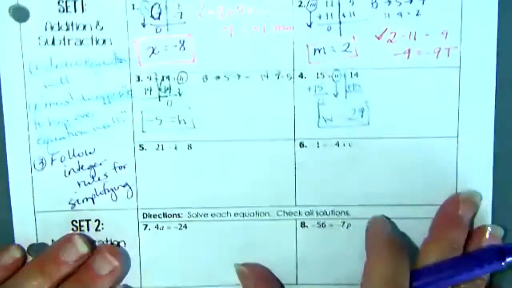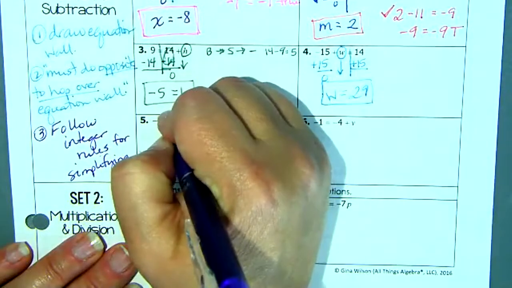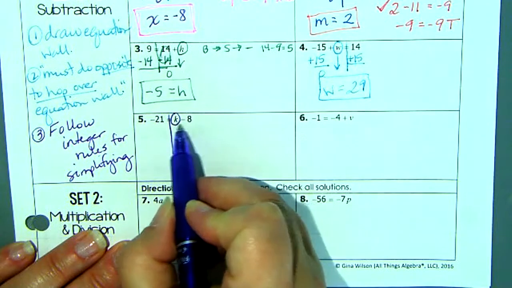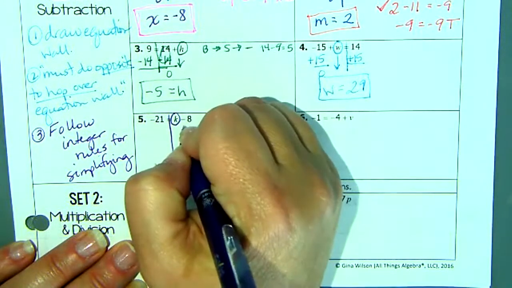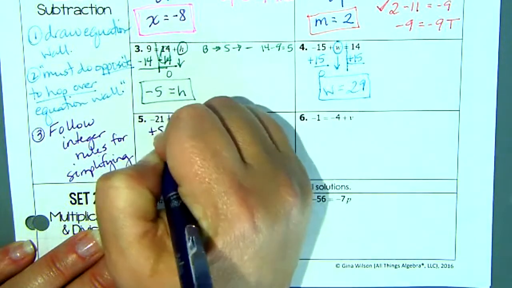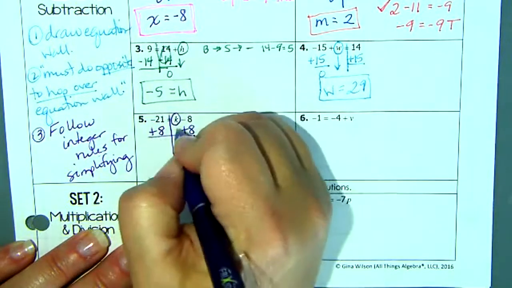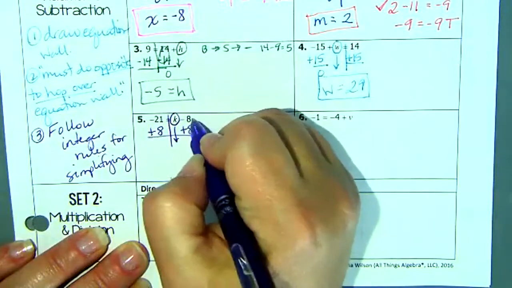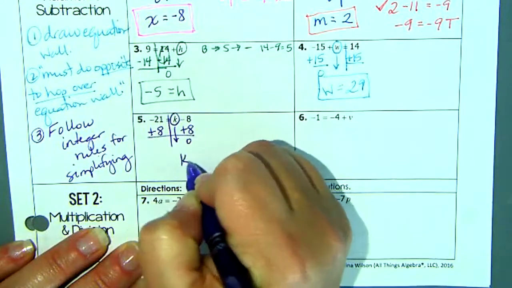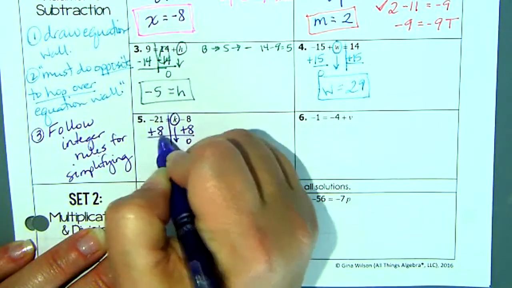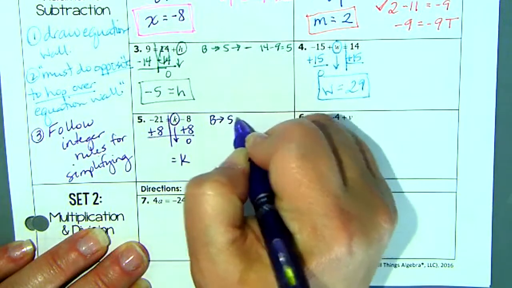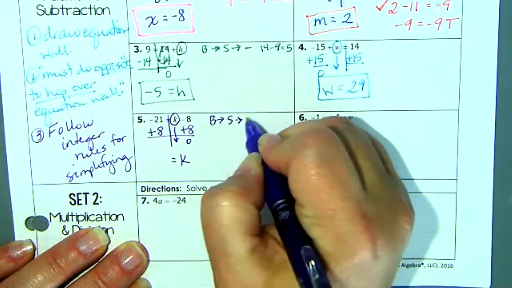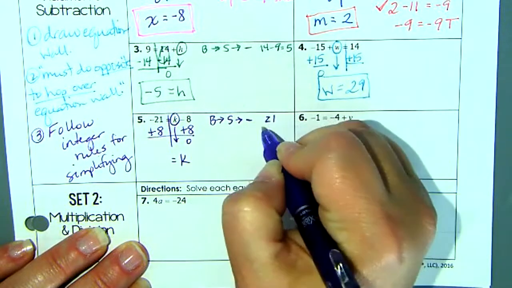Next example. 5. Equation wall. Here's my variable. How are the letter and the number connected? By subtraction. To undo that subtraction, I'm going to add 8 to both sides. Bring down my k. -8 plus 8 equals 0. So I now have k equals, now -21 plus 8, they're doing battle. So I subtract, and these are the negatives going to win. So I'm actually doing 21 minus 8.